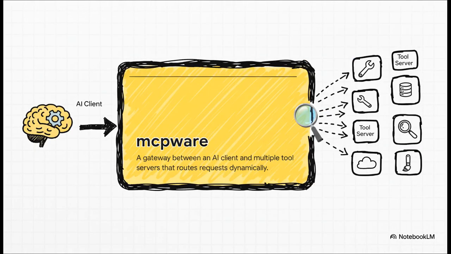At its heart, it's basically a smart traffic cop. It stands right in the middle between your AI and all your different tool servers, GitHub, databases, whatever you've got, and it just acts as a central router. The AI talks to MCPware, and MCPware figures out exactly where that request needs to go.